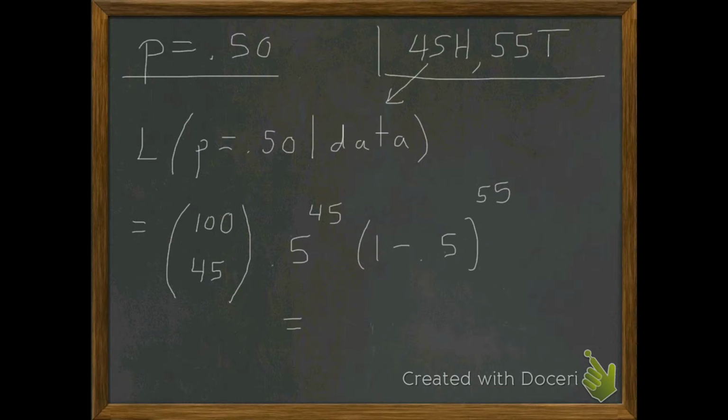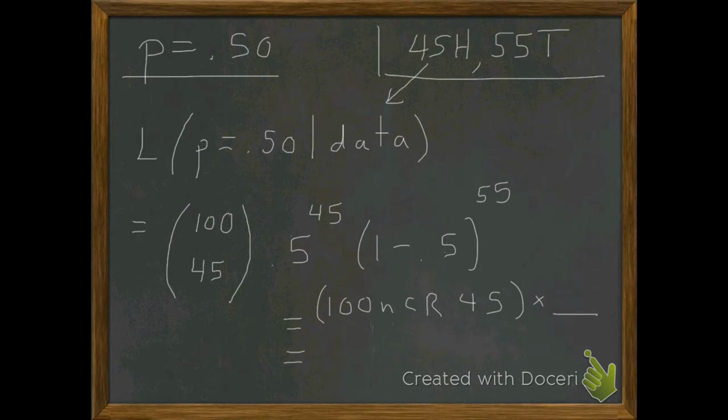Now let's calculate this. I'm just going to use my calculator here. If you've got a TI-84 or TI-83, go to Math, which is right under your green button. So let's go 100, Math, go over to probability and go nCr. So I'm going to choose 45.